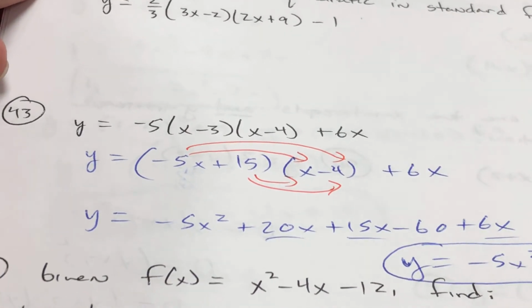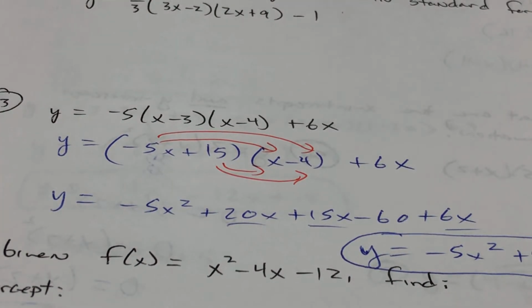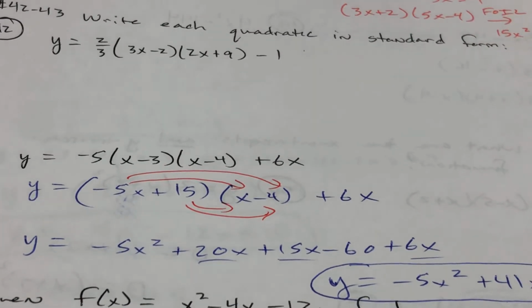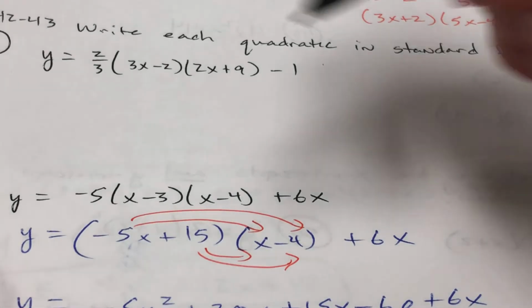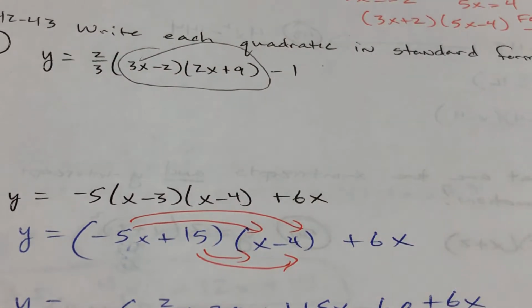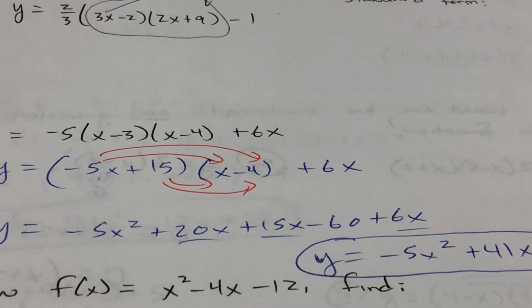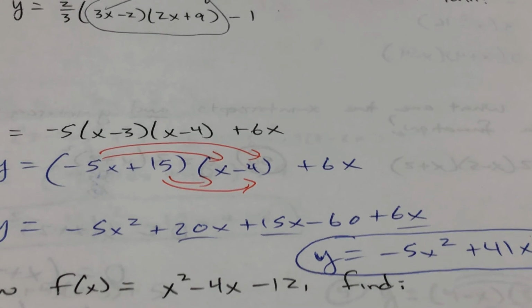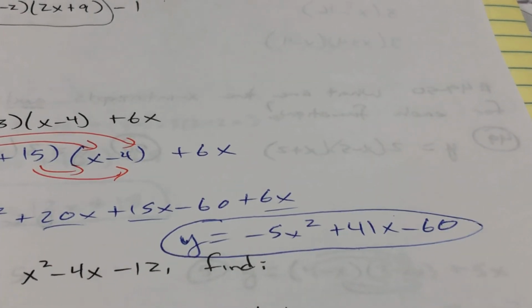Let's take a look at 43. y equals, I distribute the negative 5 to the x minus 3 first. I would not do that on this next one, you're going to have a fraction. Instead, I would FOIL here first, then multiply by 2/3, then subtract 1. First, outer, inner, last. Combine like terms. That should be the answer.